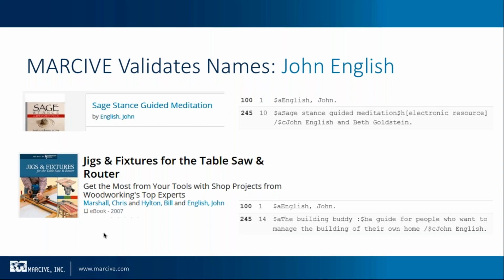Here is an example of two different authors in the library's catalog. MARCHIVE compares the name to an authority record to validate the name. Then this author can be correctly linked to an authority record within your system. Correctly linking to an authority record helps your system group the records of a particular author together.